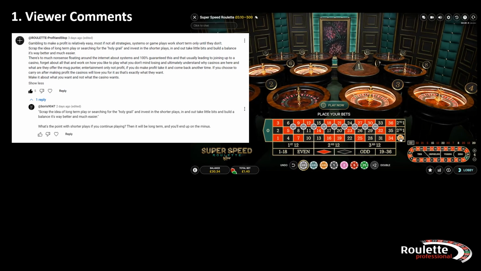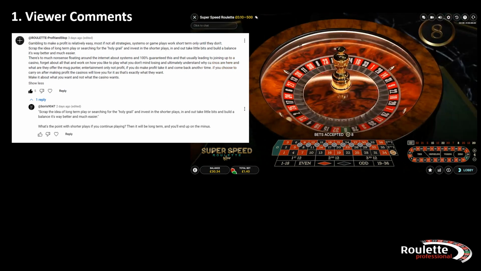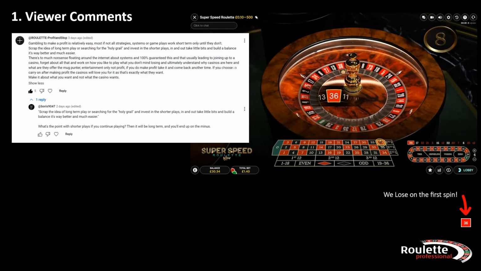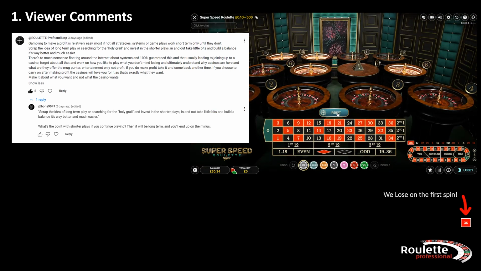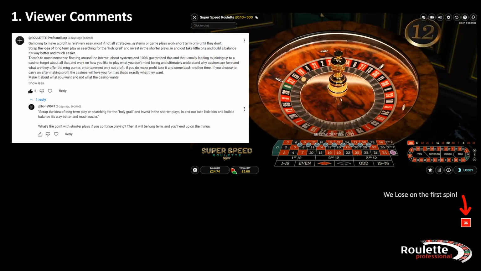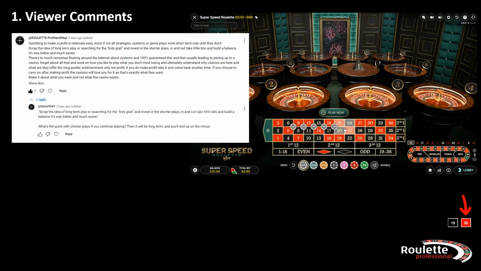Incidentally, we tried the All on Black's CYA, or cover your ass system, with a small amount of money on the instant roulette wheels. We lost on the first spin, and it didn't get any better. In fact, we lost it all within about 30 spins. Just look at how bad these results are.